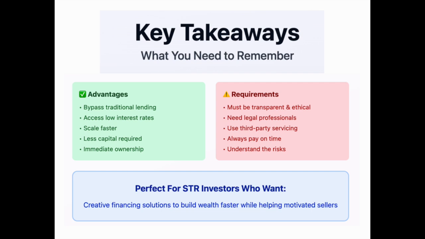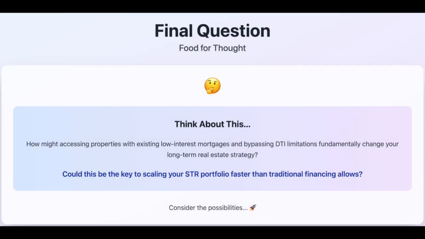It really translates into potentially faster deals, needing less capital up front, getting that immediate potential for cash flow from starting the STR right away, and a lot more flexibility in how you structure your portfolio growth, kind of away from those traditional lender constraints like DTI. But it's a big but we keep coming back to, it absolutely depends on doing it the right way. Absolutely. With total transparency, solid legal documentation drafted by professionals, and using those crucial tools like third-party servicing to protect both yourself and the seller whose name is still on that loan. Structure, ethics, and professional guidance are absolutely paramount.